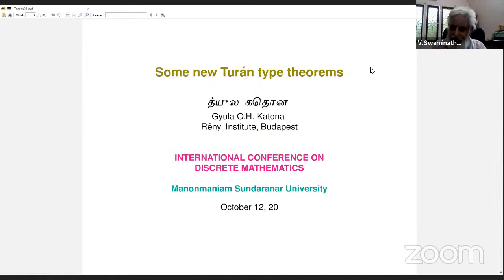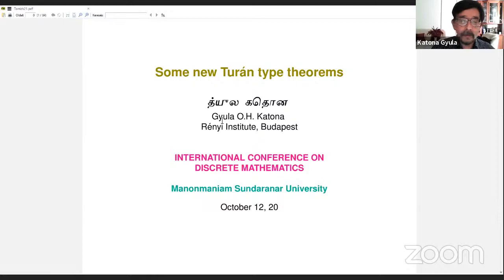Right. Namaste. Vanakkam. The last part of the audience is Tamil speaking. I try to write down my name in Tamil language. This is difficult. GY is one sound in Hungarian. It's a kind of soft D.